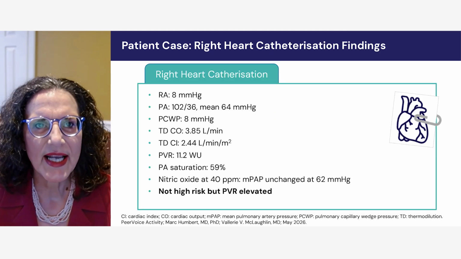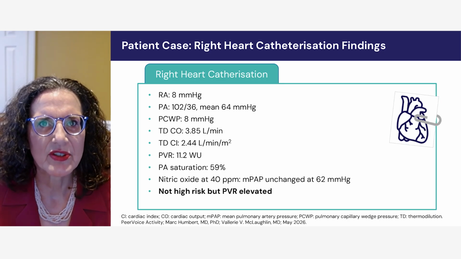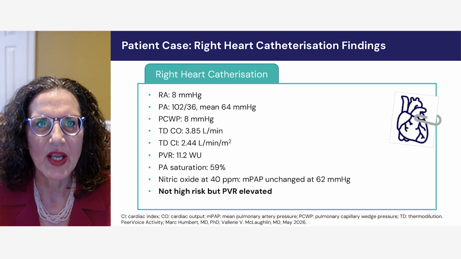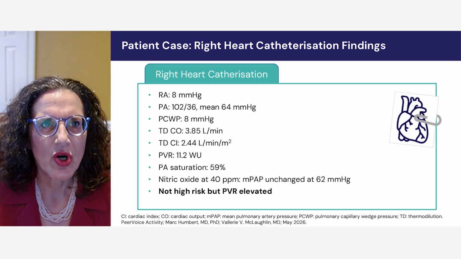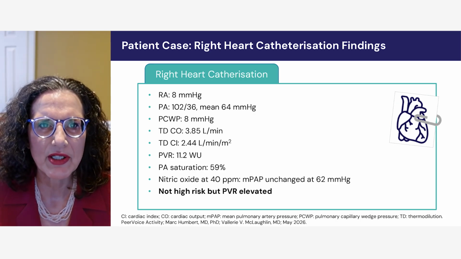And of course, the next step to establish the diagnosis of pulmonary hypertension is a right heart catheterization. And here is her hemodynamic data. Her right atrial pressure was 8. Her mean pulmonary artery pressure was 64, so quite elevated. Her wedge was 8, which was normal. Her cardiac output was 3.85 with a cardiac index of 2.44, so a little low.